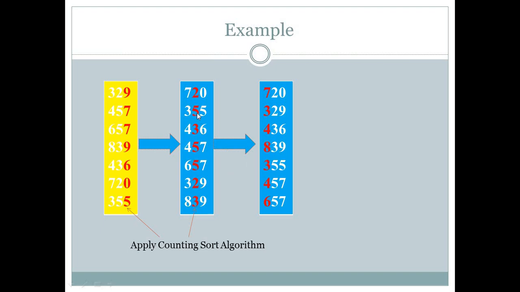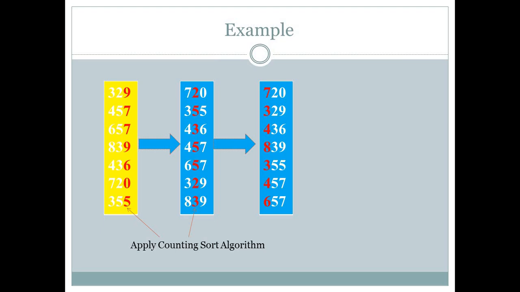After it we will have this 5, 355. After it this 5, so 457. And after it 657. So this is our array after applying 2 times the counting sort algorithm.